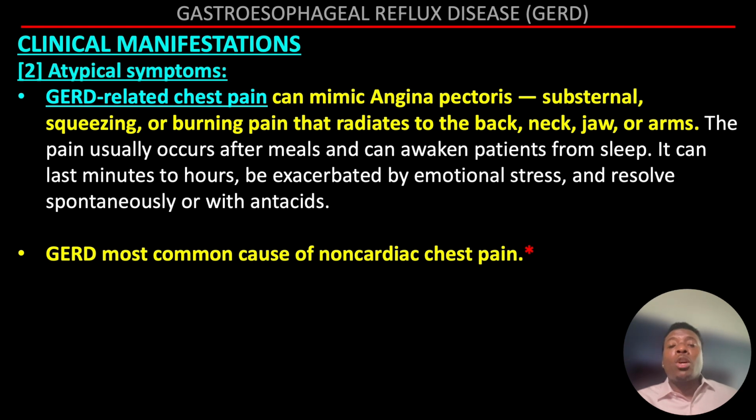As I said before, GERD can mimic chest pain, and that's because during development, a lot of the nerves for the stomach and the heart are shared. And so they present with a substernal squeezing, burning chest pain that can radiate to the jaw and the arms that can mimic stable angina. Again, GERD is the most common non-cardiac cause of chest pain if you do a full workup and it is not cardiac related.